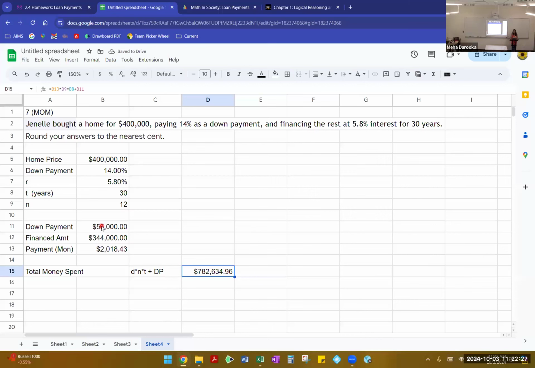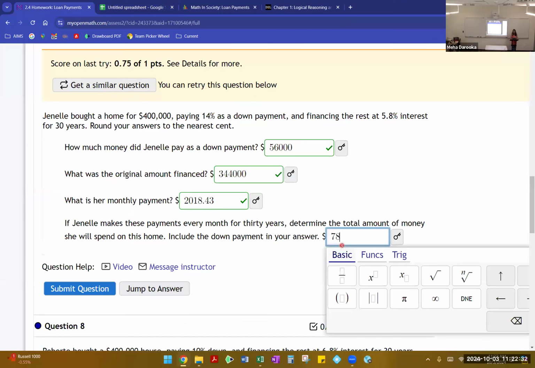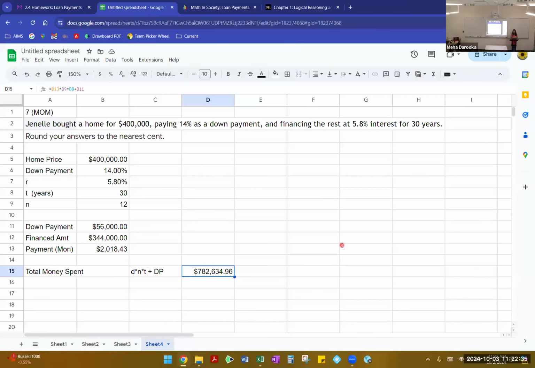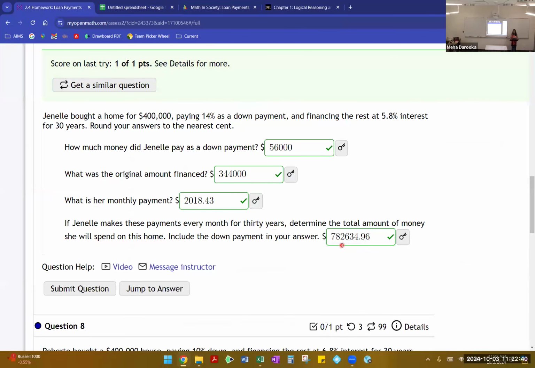Oh, good Lord. 782,634.96. That is almost double the value of the house. I mean, they are saying the home was $400,000, right? And this is just shy of being $800,000. That is scary. Crazy. That's why I love living in rental, people.